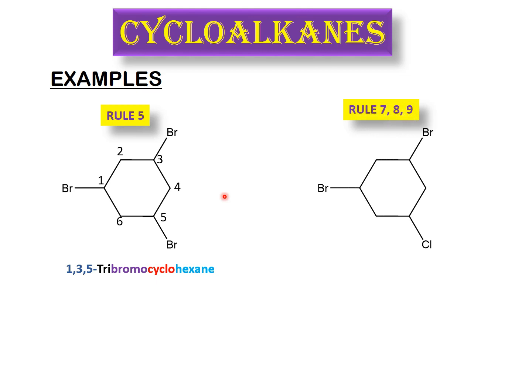Now we have another example here in which again we have 3 substituents, but this time we have different substituents. So it's a molecule with 2 bromine atoms and 1 chlorine atom attached on this cyclohexane ring. So to name this molecule, you have to go back and read rule number 7, 8, and 9. So we have different substituents. So when you have different substituents, first you have to look for the positions of all the substituents.